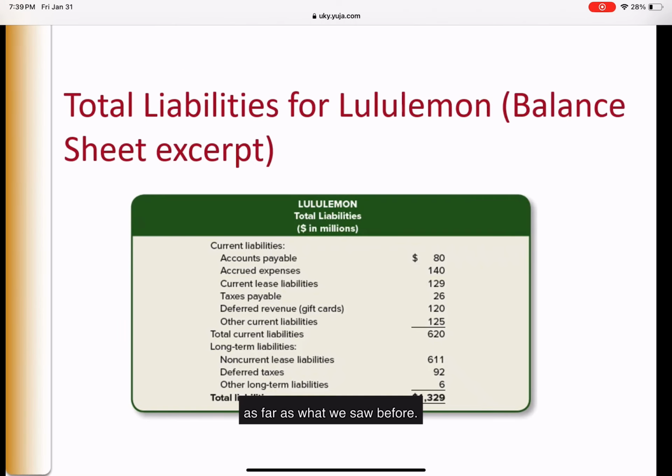As far as what we saw before with regard to Lululemon, on their balance sheet, they had quite a few items here. Even something new for us is deferred revenue. Then why are we calling these current? Because they're all going to be due within the next year. And then, of course, we had some long-term liabilities.